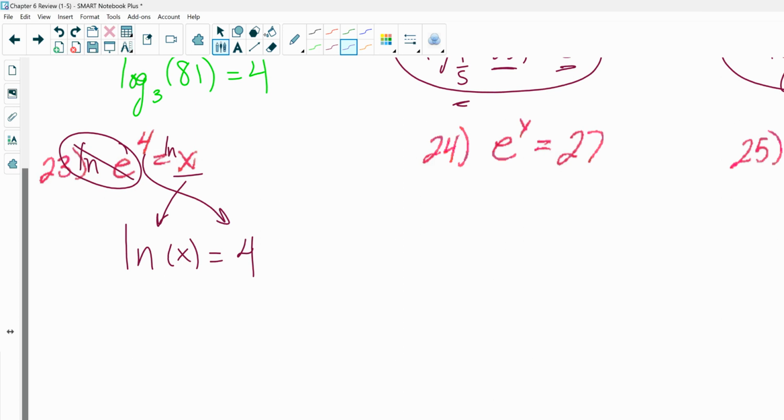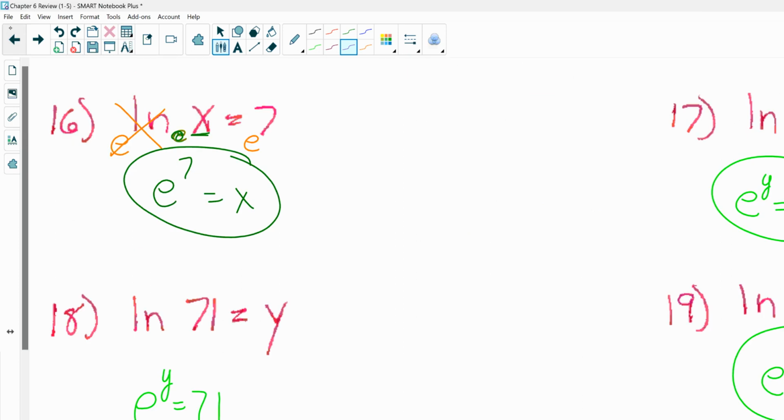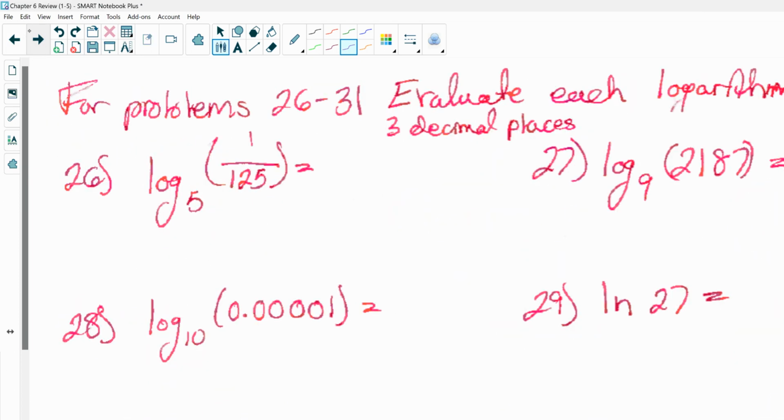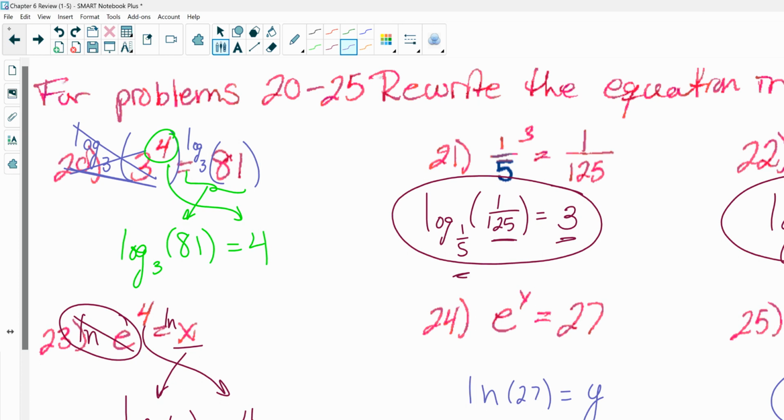24 would be what? ln of 27 is equal to y. And lastly, ln of y equals x. 25 is actually kind of nice. And then what we had is the general form: e to the x equals y if and only if ln of y equals x. Questions on rewriting from exponential to logarithmic, or logarithmic to exponential?